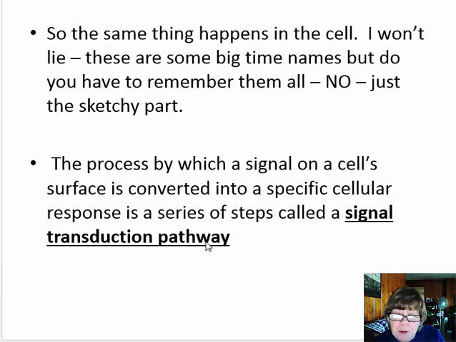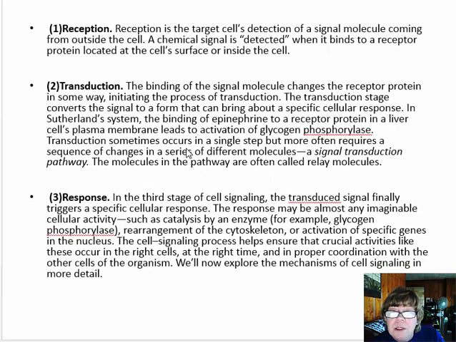All right. The process by which a signal on a cell surface is converted into a specific cellular response is a series of steps called a signal transduction pathway. Now, you've already done biochemical pathways. That's photosynthesis and cellular respiration. So you know that usually what that means is one thing makes the other occur, and hopefully things don't go backwards. You don't want that to happen. This is the actual picture from your book.